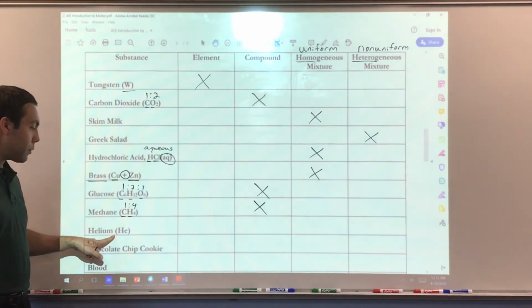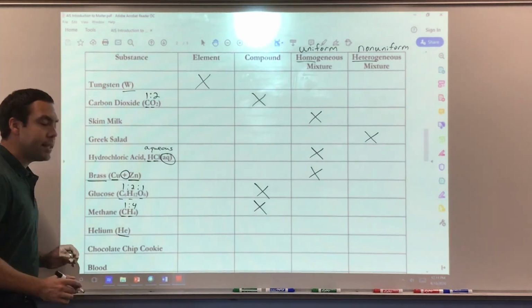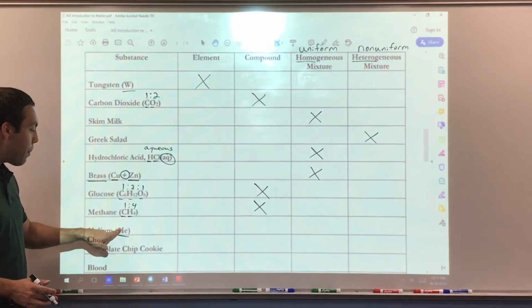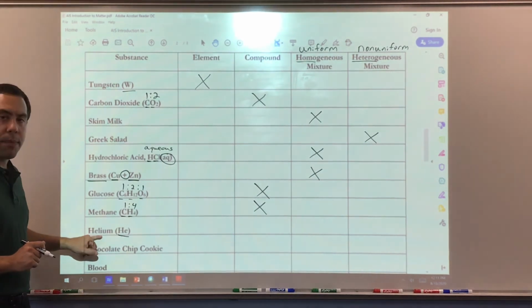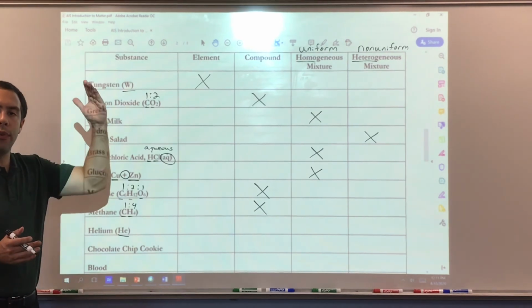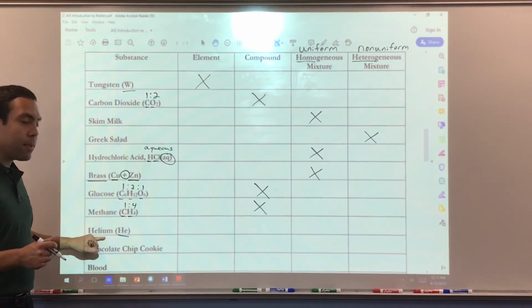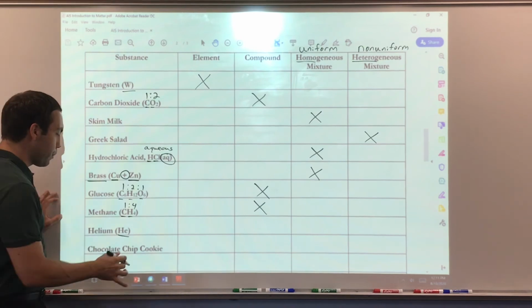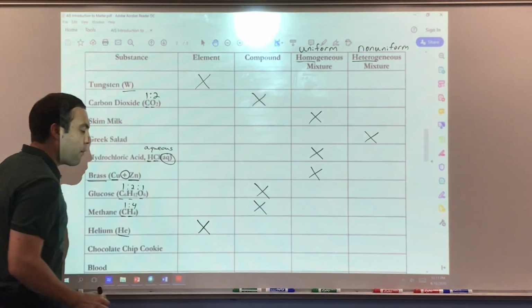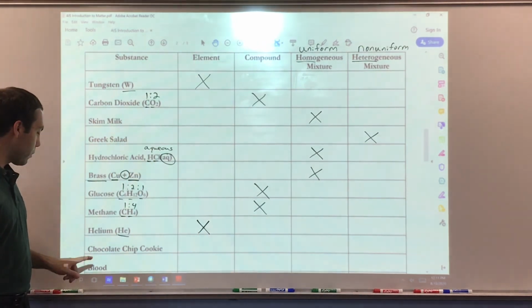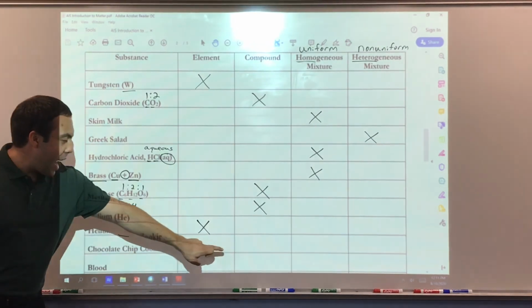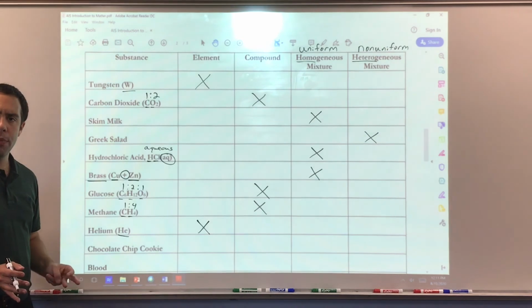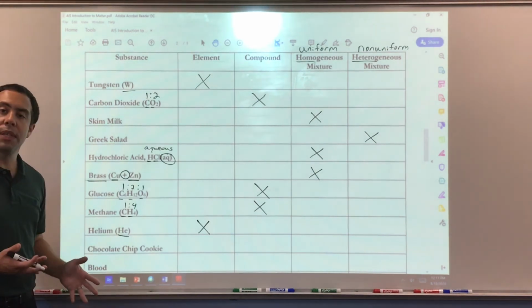Helium. Capital H, lowercase e. One capital letter. Helium can be found on the periodic table. Yes, that's the same helium you put in a balloon to make it float in the air. Helium is element 2 on the periodic table, one capital letter, therefore helium is an element. A chocolate chip cookie. There's no element and there's no compound that makes chocolate chip cookies. It's a mixture of elements and compounds.